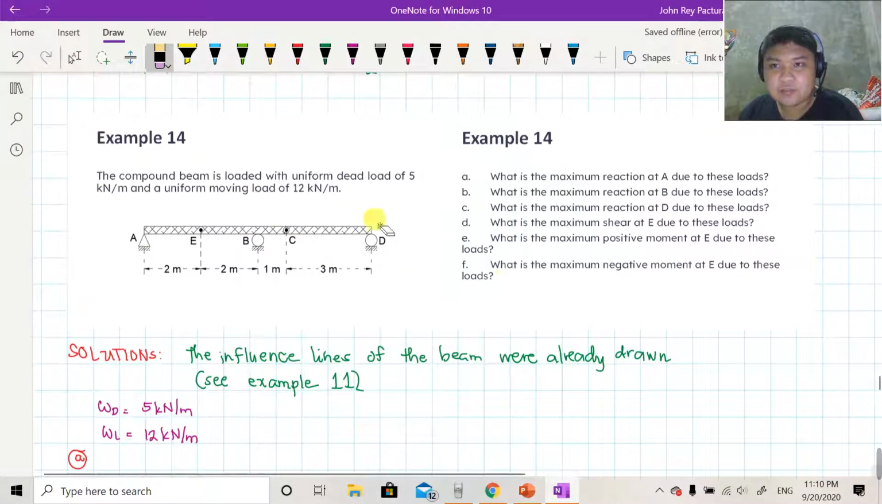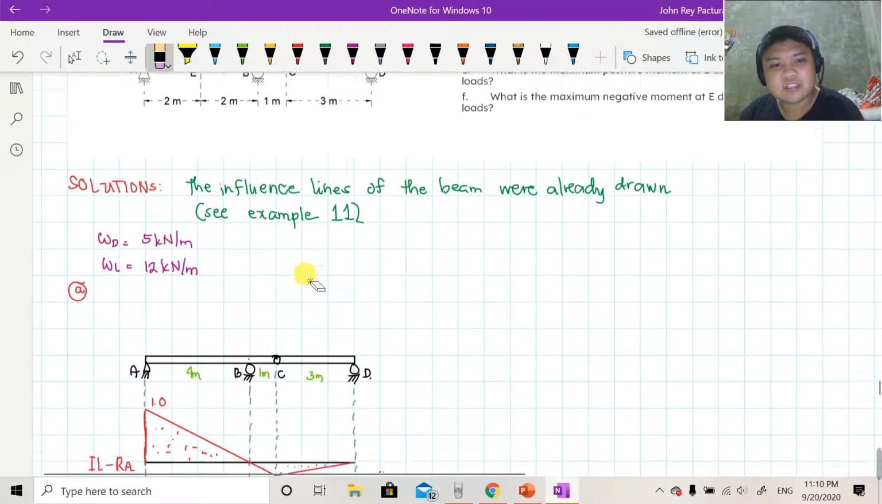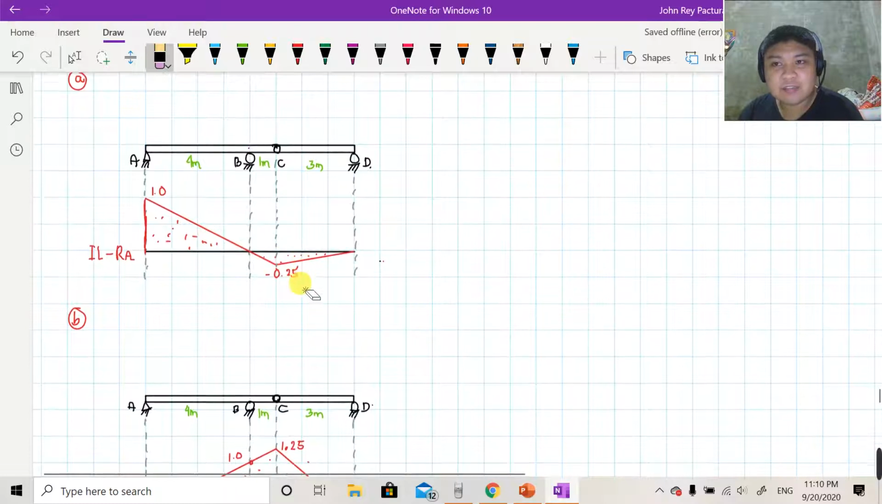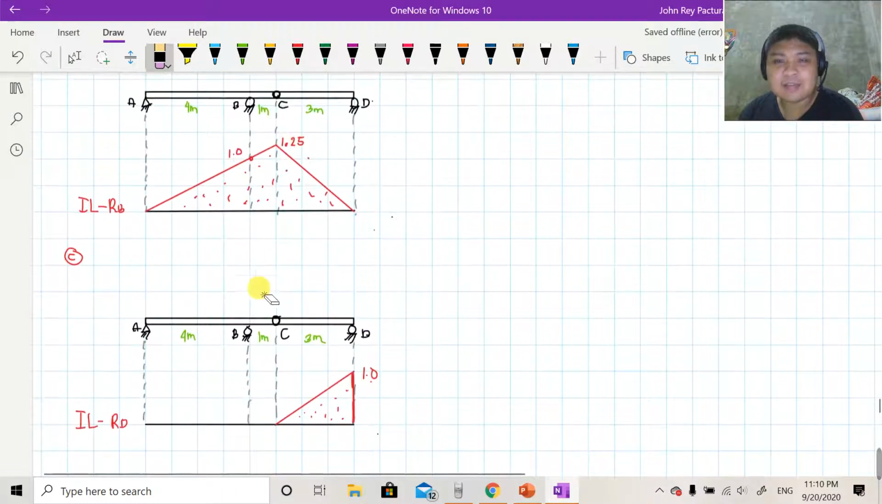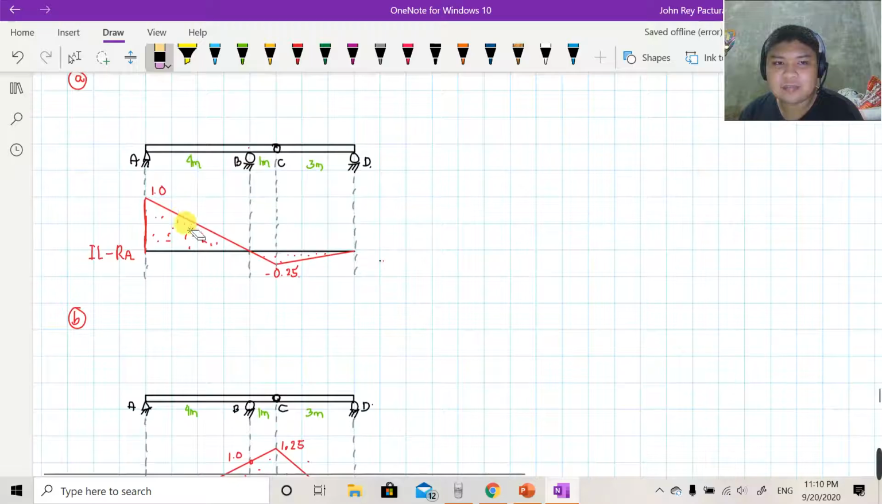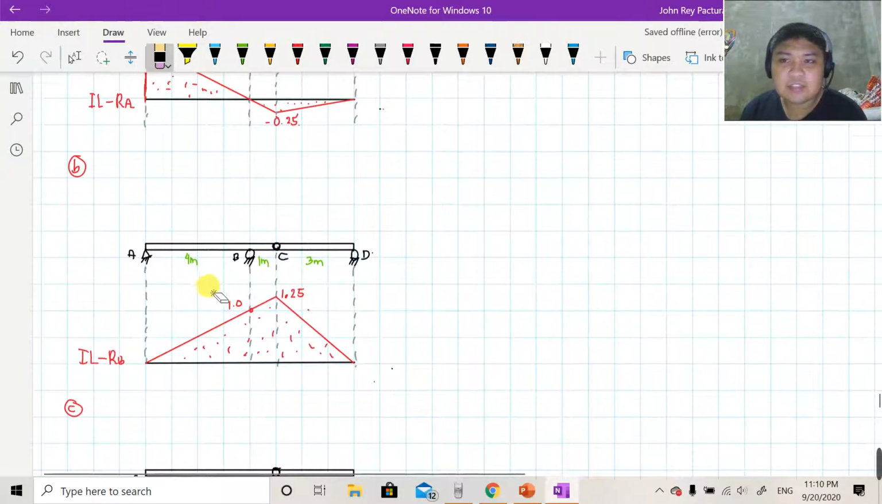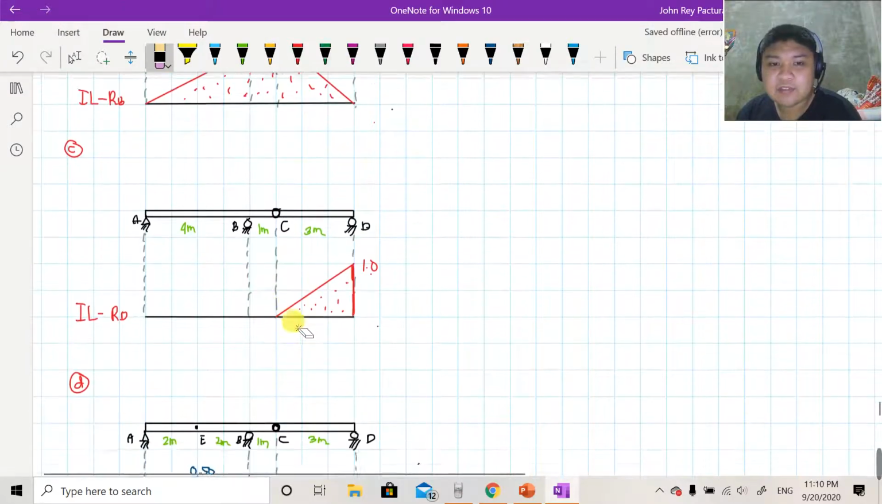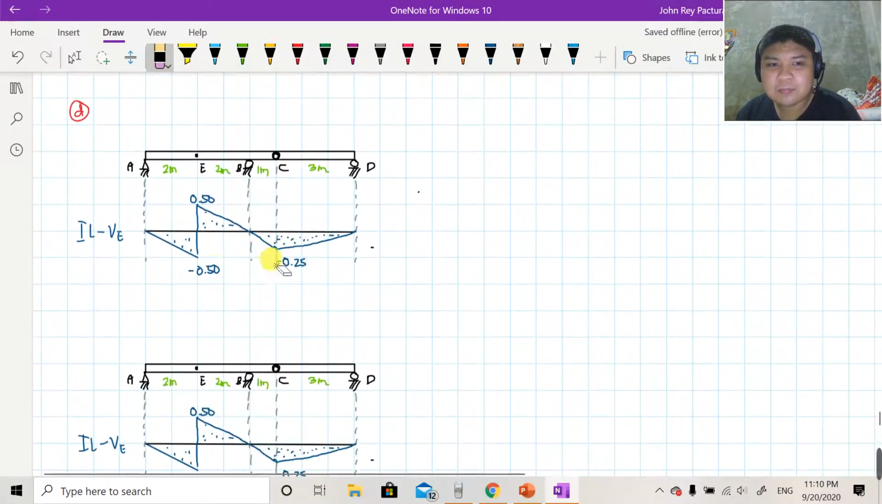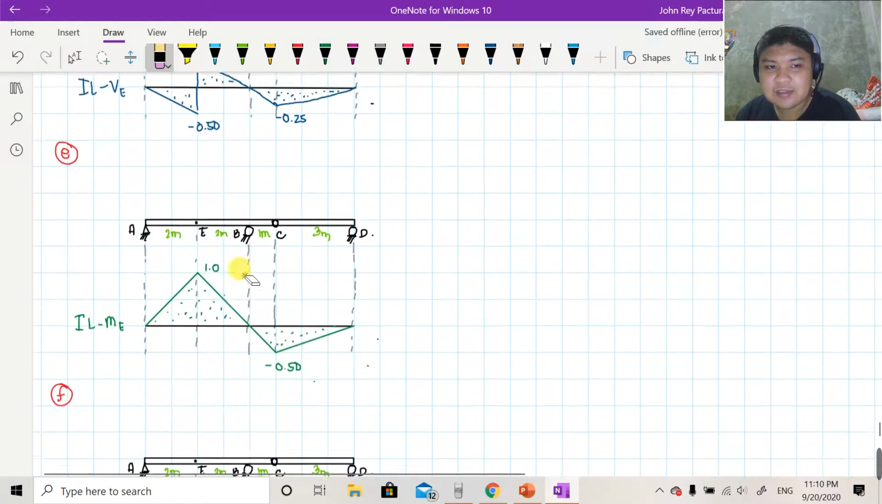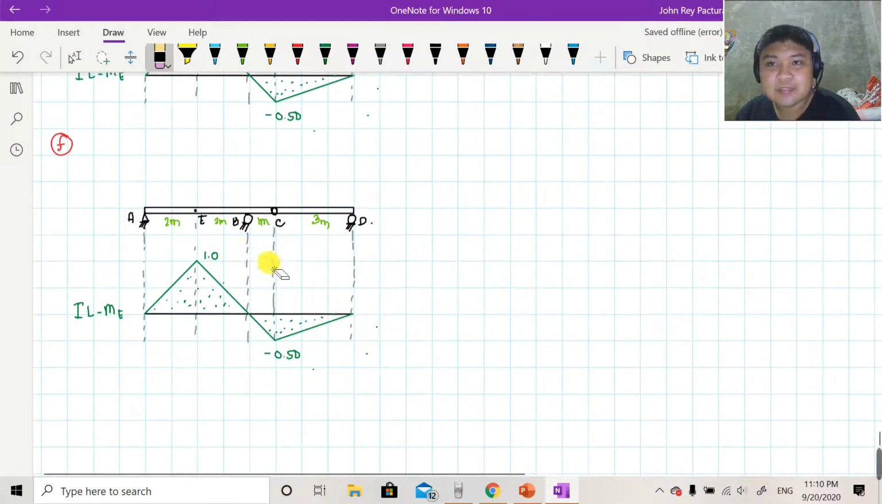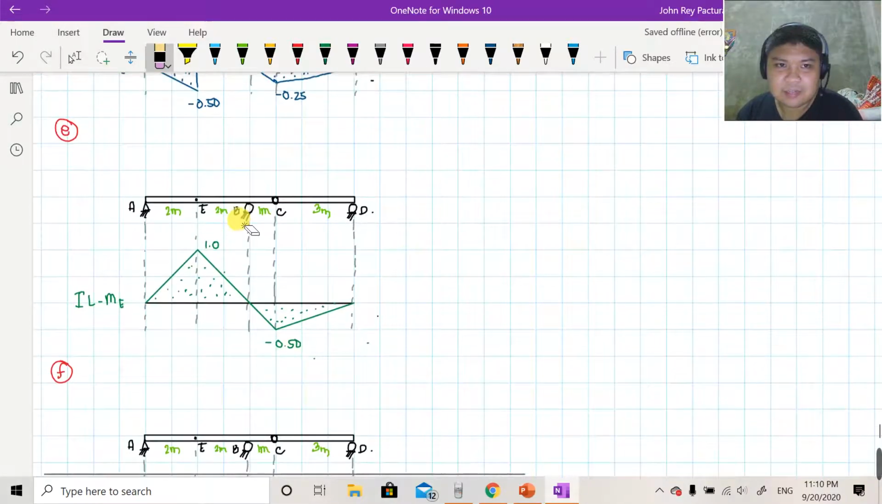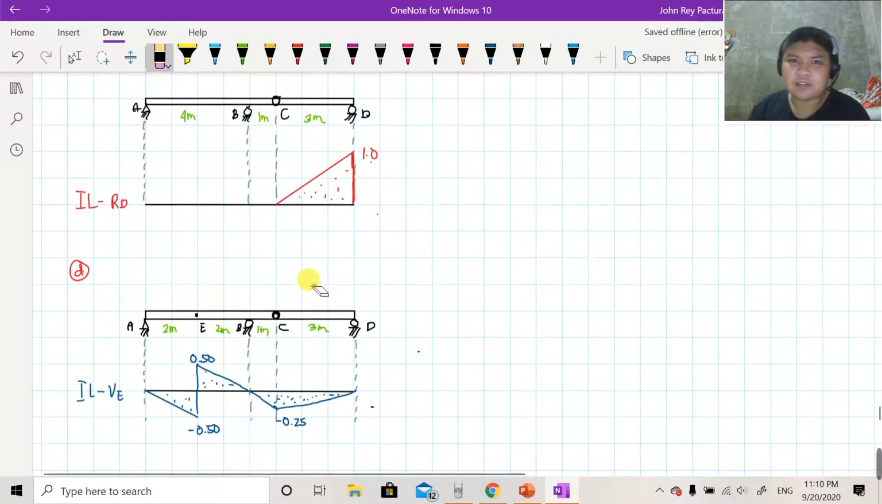So, para maging simple na lang tong aking analysis before I record this video, I already sketched class the influence lines na na-obtain natin nga sa example number 11. So, this is the influence line for the reaction at A. So, this is the influence line for the reaction at B. Influence line for the reaction at C. Tapos, influence lines for the shear at E. And lastly, influence line for the moment at E. Okay, so since na-establish na natin yung influence line, we can now start the analysis.